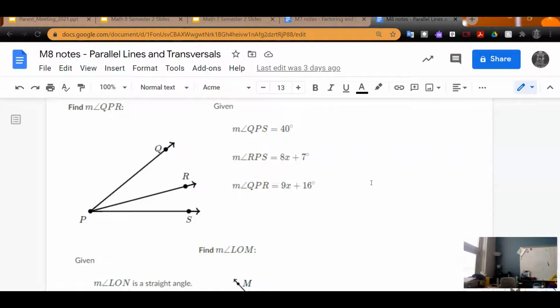RPS, 8x plus 7. RPF, that's just this. And QPR is just this. So I need QPR and RPS to make QPS. Really what I'm saying, I need blue and green to make red. Does that make sense?